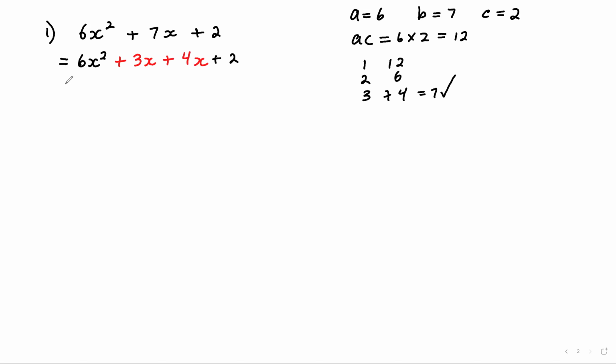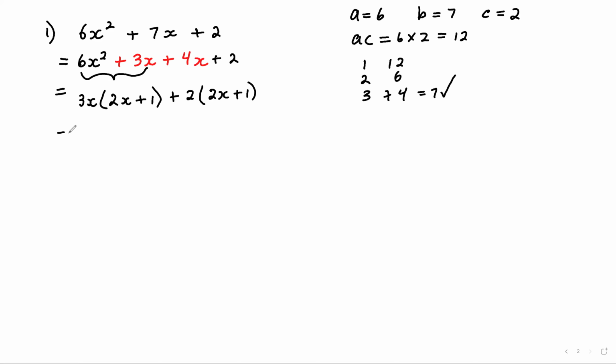And now I'm going to factorize by grouping. I have 6x squared and 3x. The common factor there is 3x. 3x into 6x squared is 2x, and 3x into 3x is 1. Bringing down this plus sign. 4x and 2, the common factor between 4x and 2 is 2. 2 into 4x is 2x, and 2 into 2 is 1.